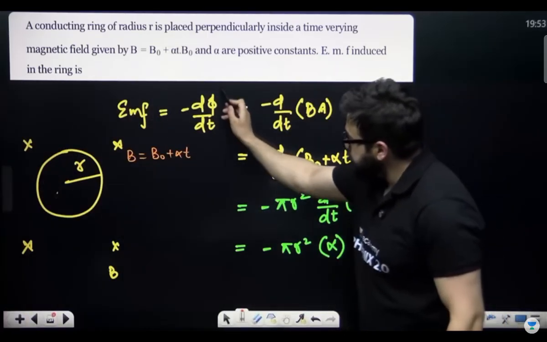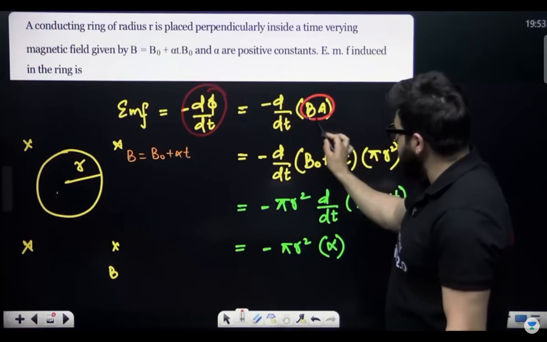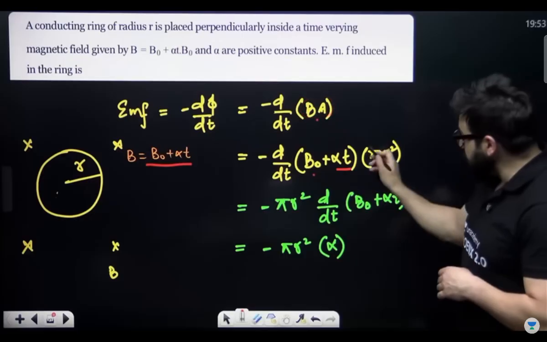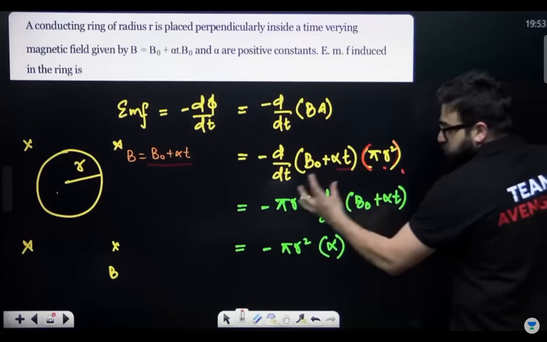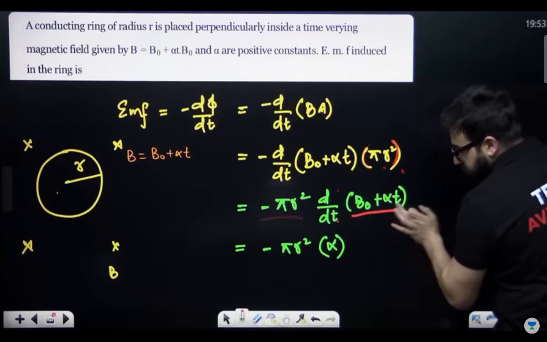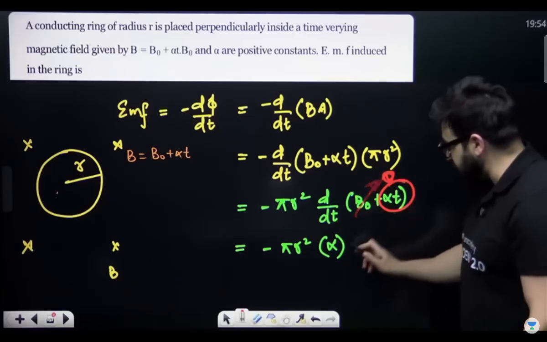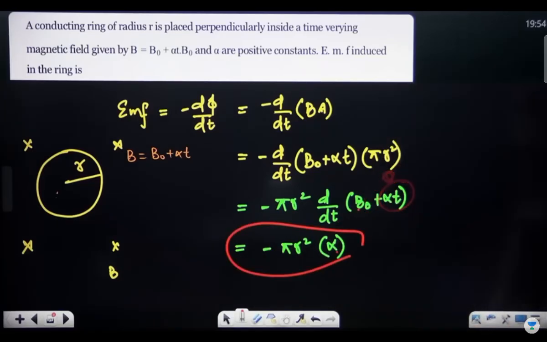EMF is going to be minus d phi by dt. So minus d by dt of phi, meaning magnetic field into area. Instead of magnetic field, you'll put its value, that is B naught plus alpha t, into the area of the coil, that is pi r square. Now pi r square is constant, so take it out. B naught is constant, and its differentiation is 0, and differentiation of alpha t will be alpha. So the final answer is minus pi r square into alpha.